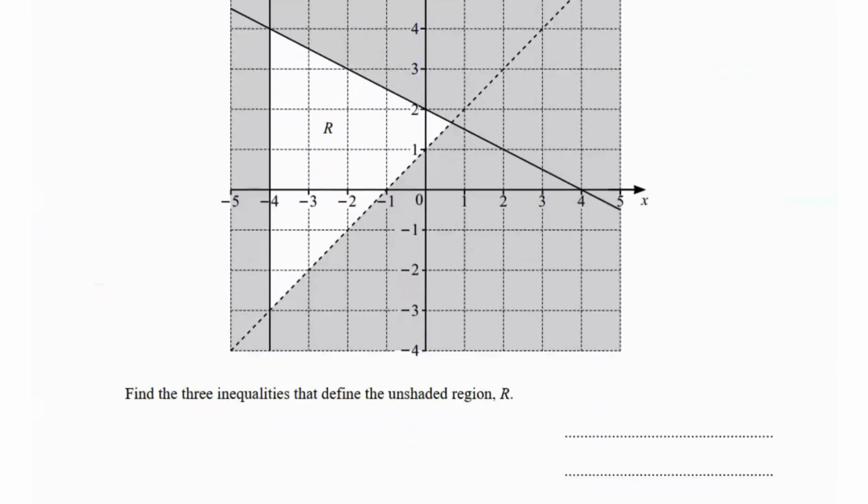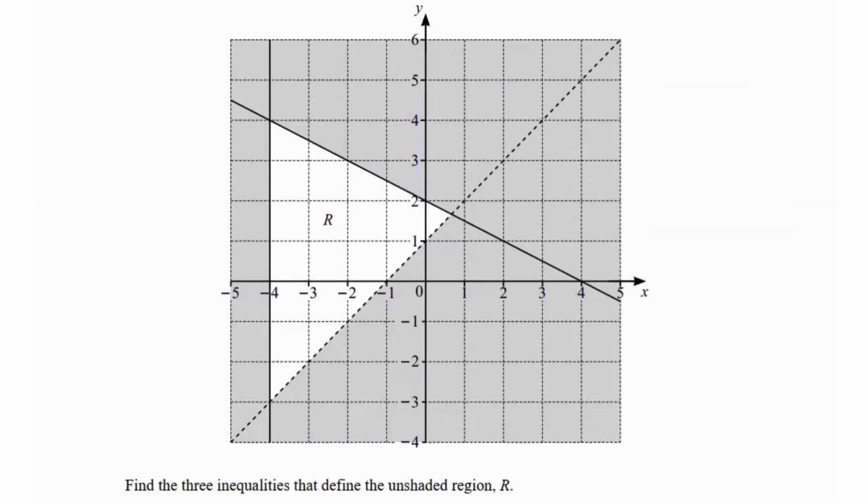Then question 14 says find the three inequalities that define the unshaded region R. For the three inequalities, if you look at the one that's passing through x equals -4, we can see that's a solid straight line. So when it's a solid line, that means it's either less than or equal to or greater than or equal to. Now to figure out which one it is, look at the unshaded part. We can see that the unshaded part is the values which are increasing for x, which means x is greater than or equal to -4. That is the first inequality.